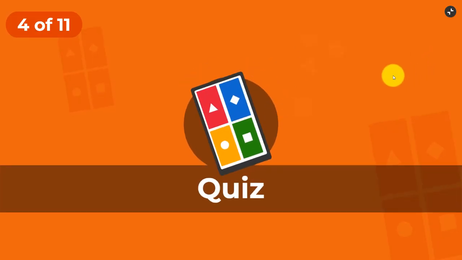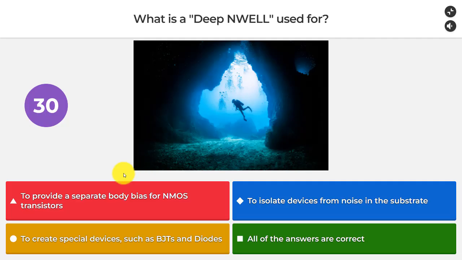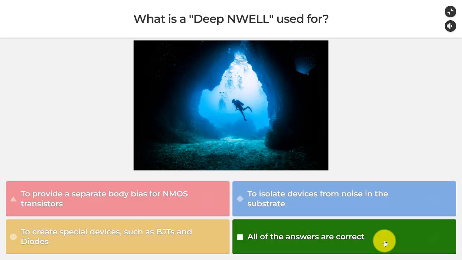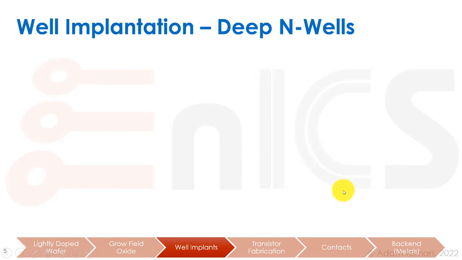Okay, so going to our next question, what is a deep NWEL used for? Is it used to provide a separate body bias for NMOS transistors? Is it used to isolate devices from noise in the substrate? Is it used to create special devices such as BJTs and diodes? Or are all of the above correct? And actually, the answer is that all of the above are correct. So let's remember what a deep NWEL is.